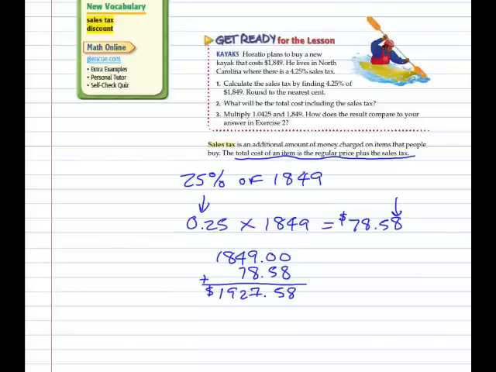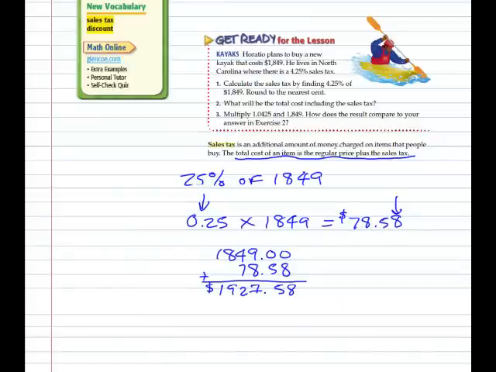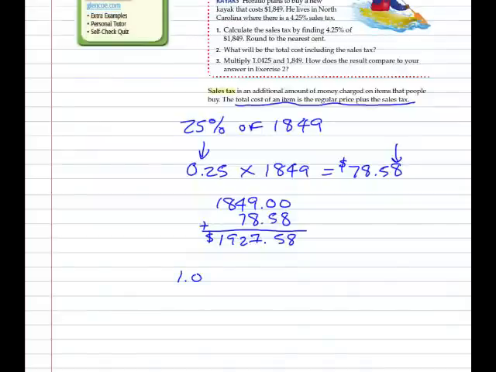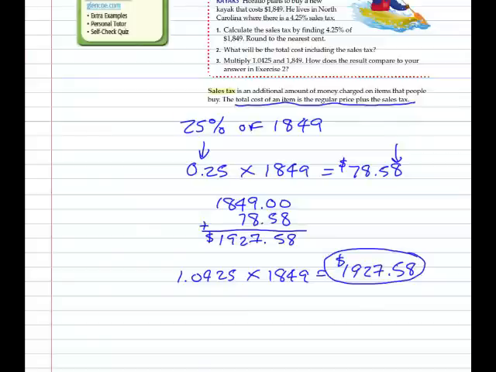Problem 3 says multiply 1.0425 and 1849. Okay, so we're going to do that. 1.0425 times 1849, and our result is $1,927.58, which is exactly the same amount that we got using our first method.